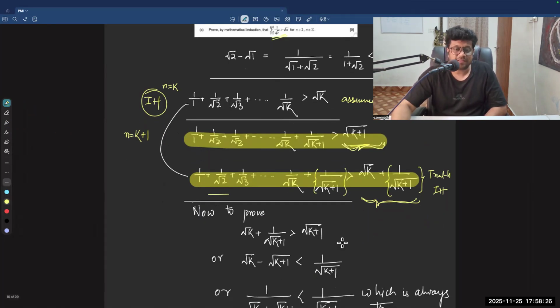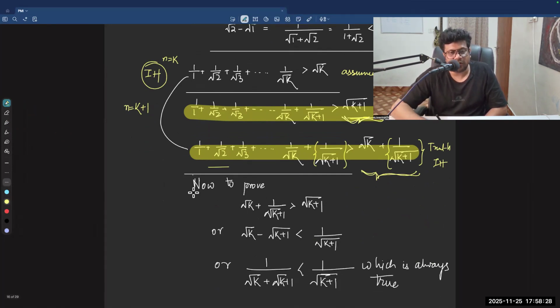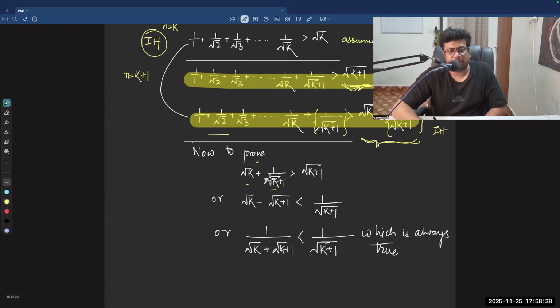Okay, let's assume it's true. Now, to prove that the thing on the right here is always greater than the thing on the right there, I go root k plus 1 by root k plus 1 is always greater than root of k plus 1. I take this to the other side. Root of k plus 1 onto the other side comes out to be root k minus root of k plus 1 is lesser than 1 by root of k plus 1.